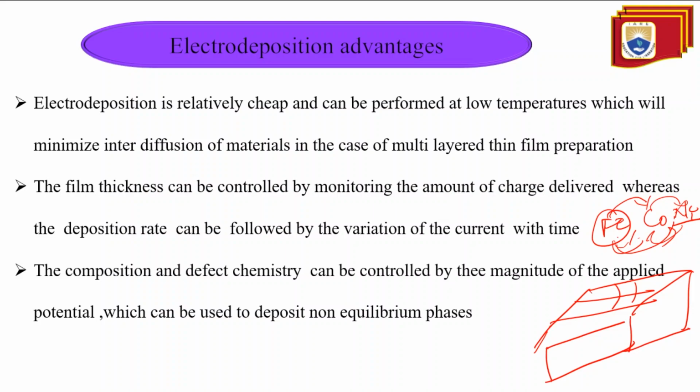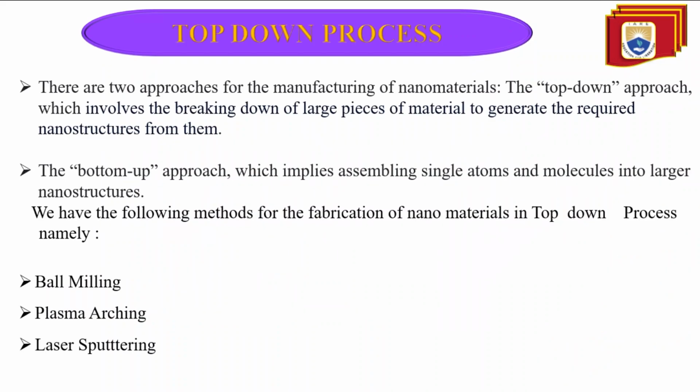That's why we say the composition of the film, if you take iron as 10% and cobalt as 90%, then of course we can control the composition, right? That's what the composition and defect chemistry can be controlled by the magnitude of the applied potential, which can be used to deposit non-equilibrium phases. Non-equilibrium phases, in the sense that it is purely dependent on temperature, so there may be phase transitions, right?